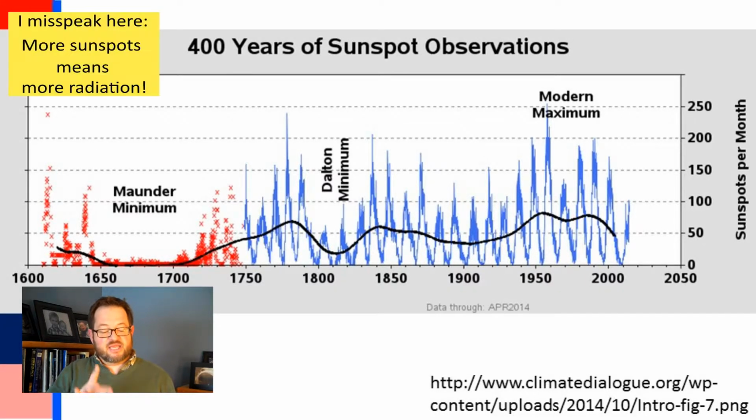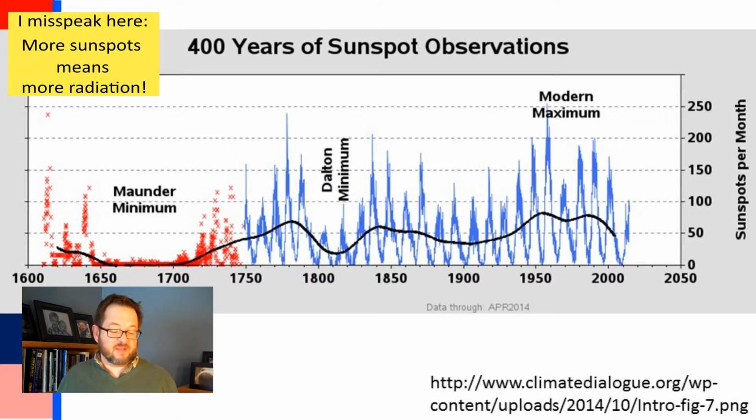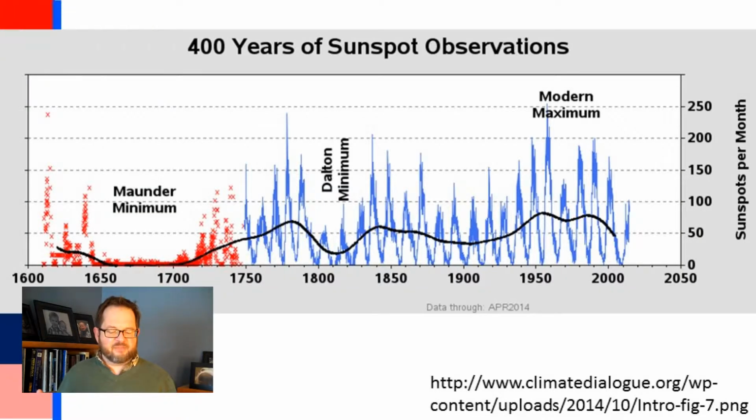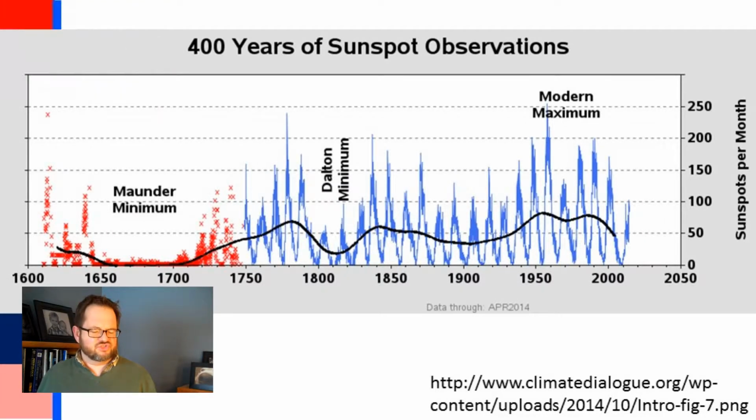And you can see how, starting in the 1700s in particular, we really do monitor very closely the number of sunspots. And you can see that they have that cycle to them. They have about an 11-year cycle in general, for reasons that aren't entirely well understood.